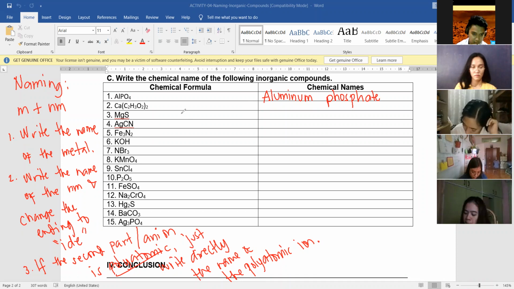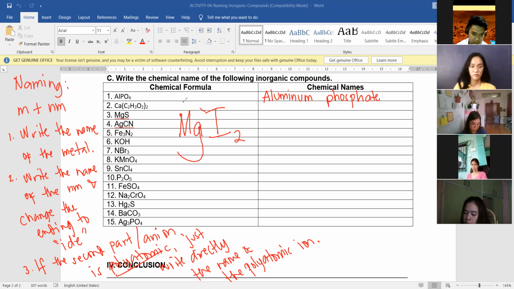Another example, MgI2. You check magnesium, is this a metal or non-metal? Metal. How about iodine, metal or non-metal? Non-metal. So correct, metal plus non-metal. Our rule for metal plus non-metal is, first, you write the name of the metal. So the name of the metal here is magnesium.